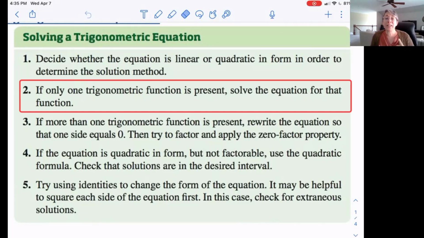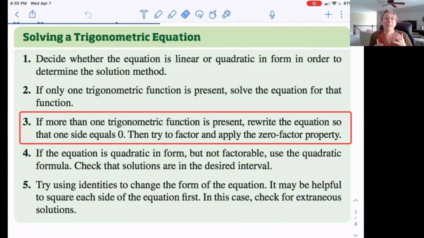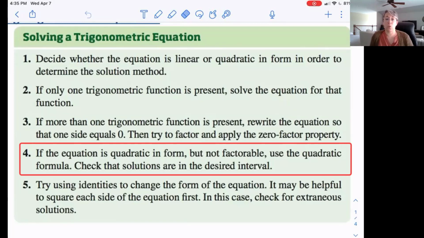If there's only one trig function present, see if you can get that trig function by itself, or just solve for that function. If more than one trigonometric function is present, you might want to rewrite it so that one side equals 0 and see if you can factor out one of the trig functions, and you can use the zero factor property. If it's in quadratic form, but it's not factorable, remember we also have the quadratic formula. You may want to use U substitution for some of these.